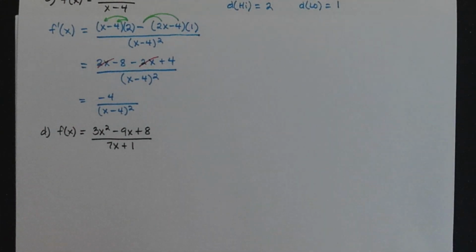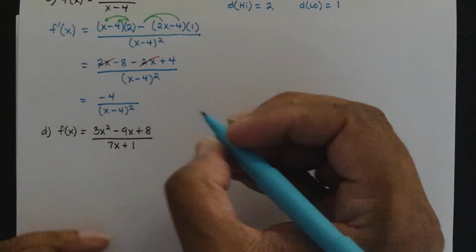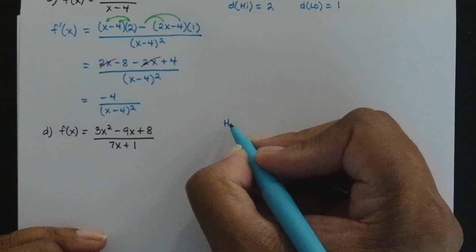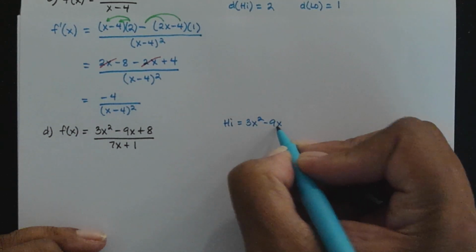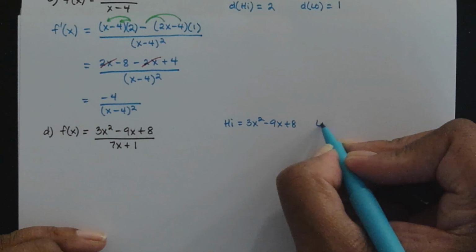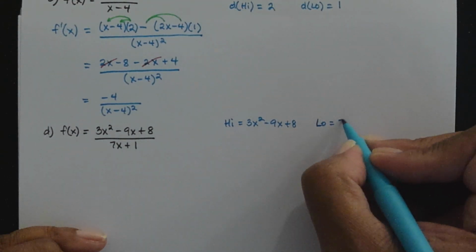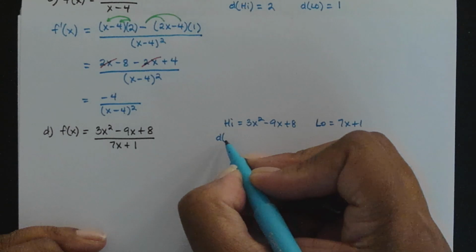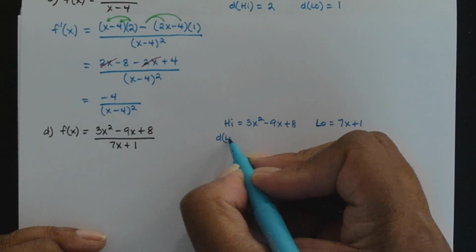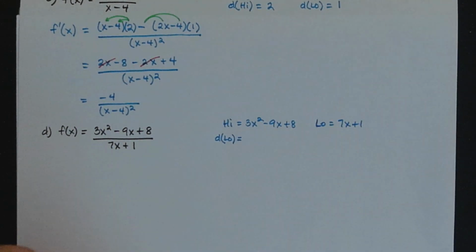So in this case, the high would be your numerator, that's the 3x squared minus 9x plus 8. And the low, that's your denominator, 7x plus 1. Well, if the high is 3x squared minus 9x plus 8, what would be the derivative of your low?